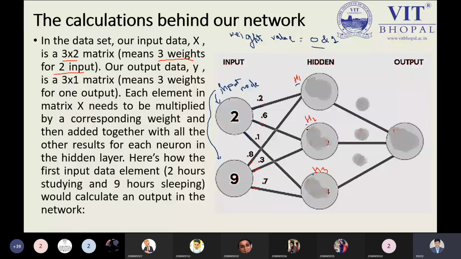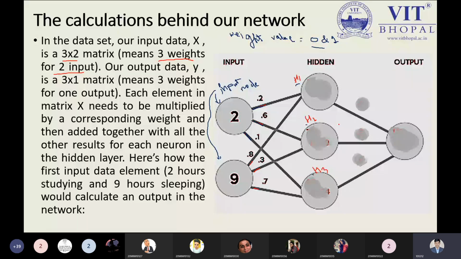In the exam, I will give you the structure of the neural network. From the structure, you have to identify the input nodes, how many hidden layers we have, and what we have to do. But here we are assuming it properly for solving our problem. The output data represented by y is 3 comma 1, meaning 3 weights and 1 output only. Is this clear now? Yes, sir. We will use this diagram for our calculation.